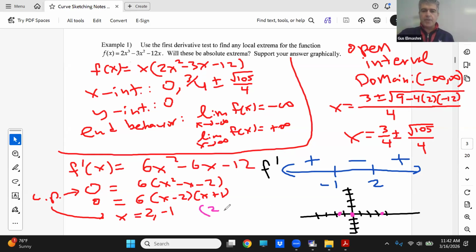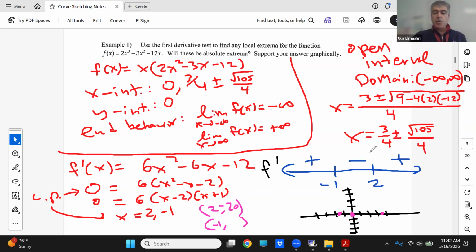Now, if I plug 2 back into the original function, and then 1 back into the original function, I might be off a little bit, but if I plug in 2 into the original function, what would I get? If I plug in 2, I should get 8 minus 6 minus 12. Negative 20? Yeah. Ooh, that's really low.